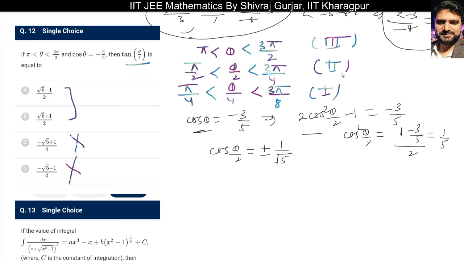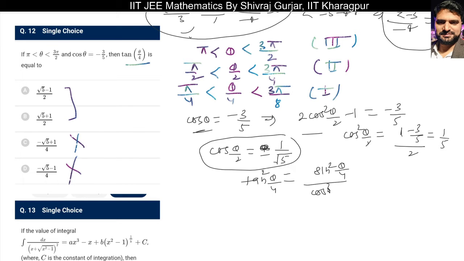Now theta by 2 is in the second quadrant जहाँ पे कि cos negative होता है. So cos theta by 2 is minus 1 by root 5. हमें चाहिए tan theta by 4. इसको we can write tan square theta by 4 as sin square theta by 4 divided by cos square theta by 4.